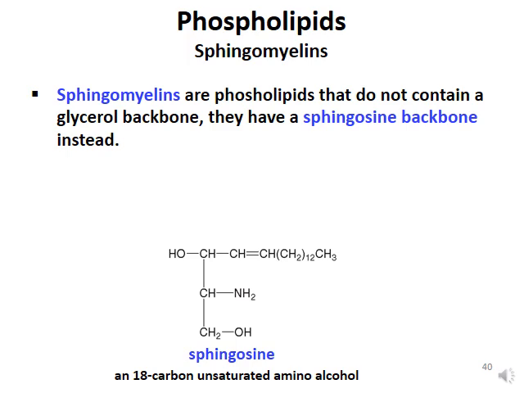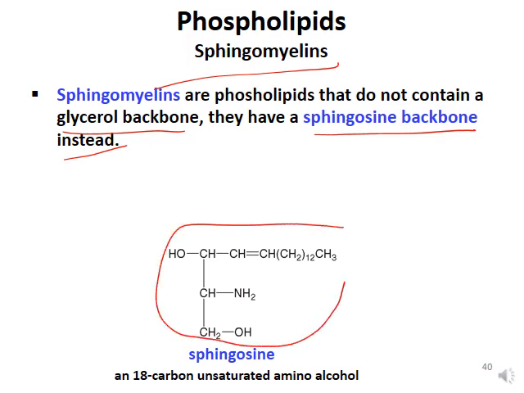All right, but before we do that, let's talk about sphingomyelins. Sphingomyelins are phospholipids that don't contain the glycerol backbone, but they have a sphingosine backbone instead. This is sphingosine. So there's some similarities to the glycerol.